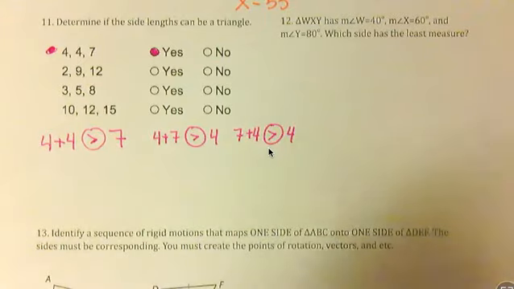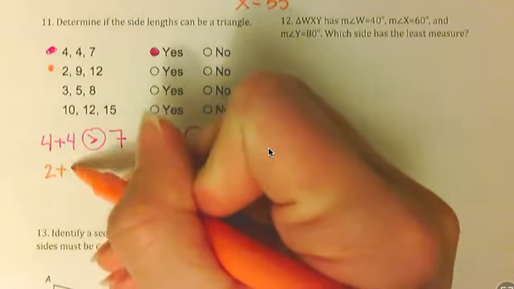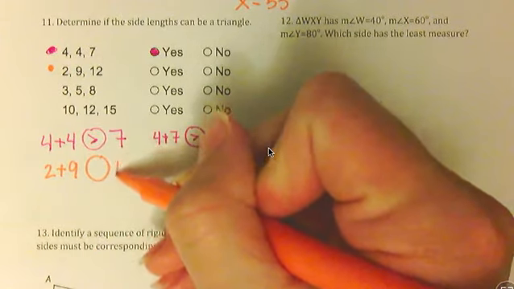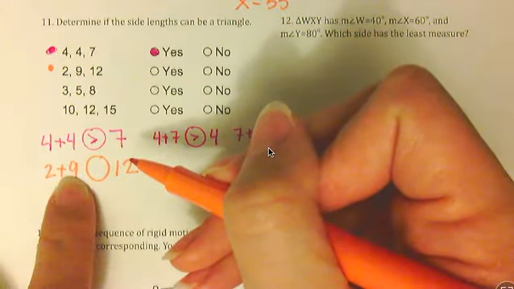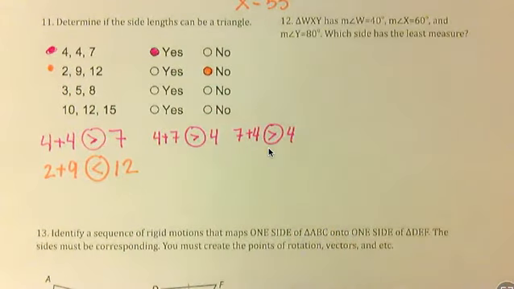2, 9, and 12. So the two sides and the third side. Well, 2 plus 9 is 11, and that's less than 12. So once you have a no, you can stop. You can just say no.